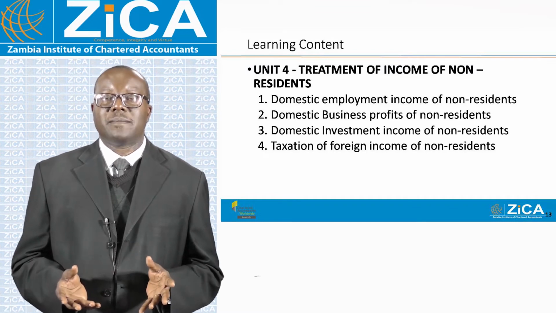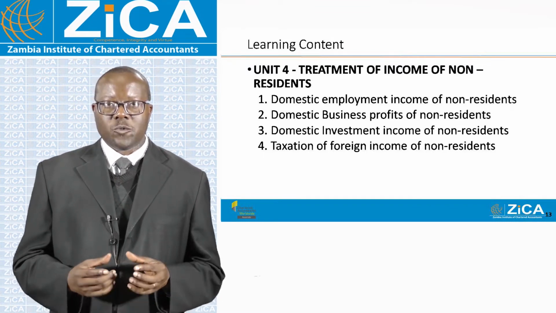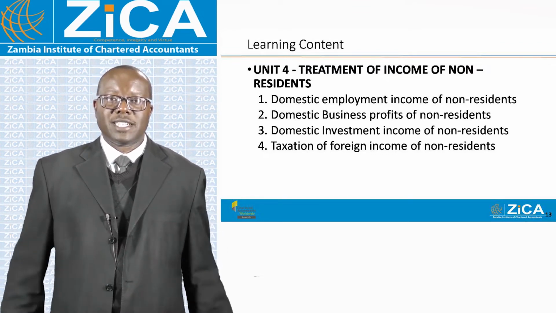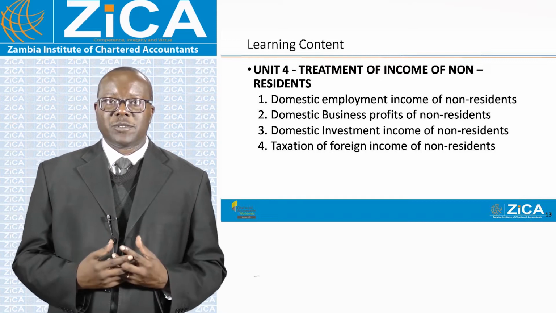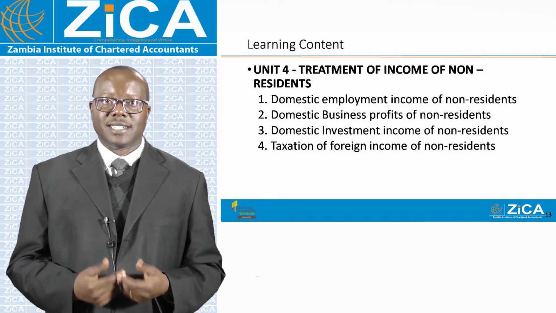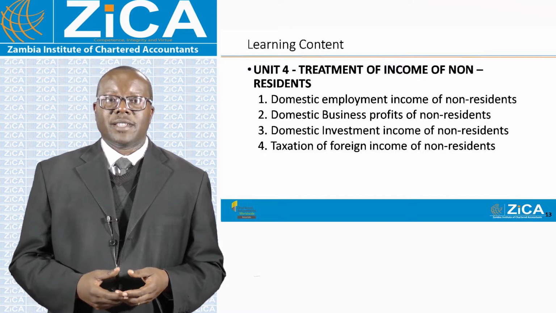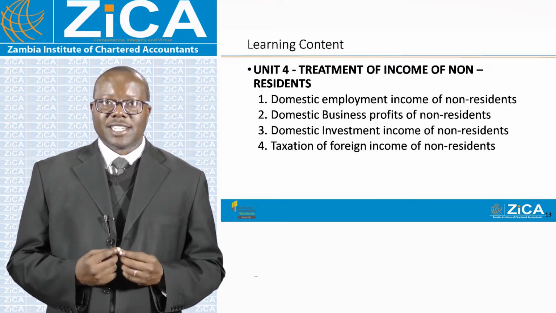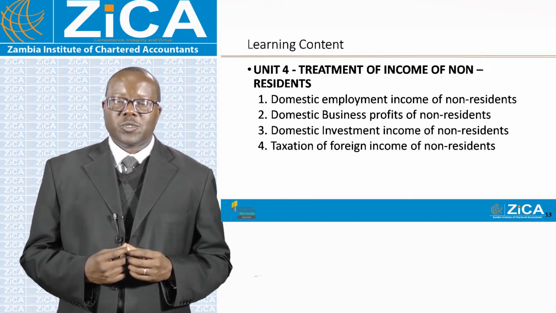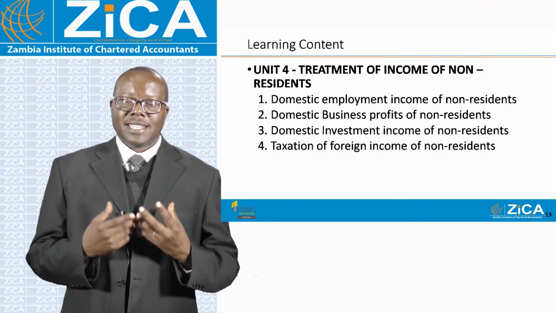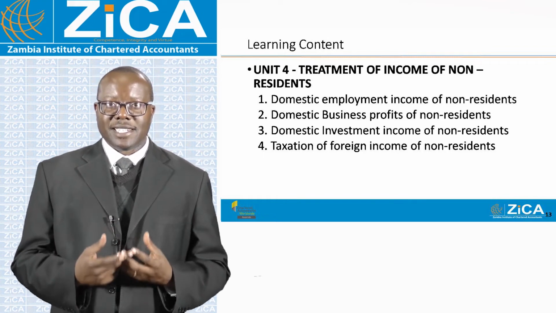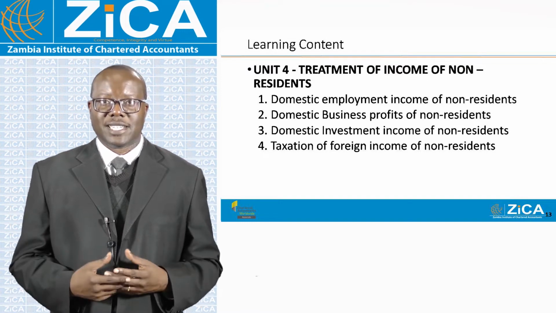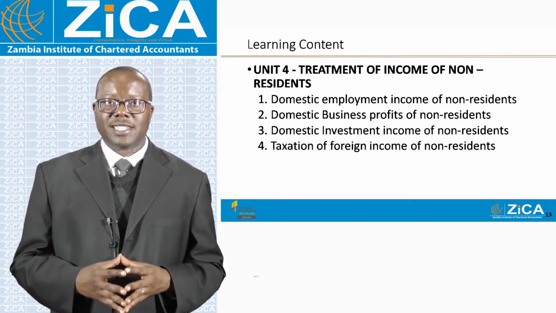Domestic employment income of non-residents, where an individual who is not resident in Zambia takes up employment in Zambia. How will this person be subjected to tax in Zambia? Secondly, domestic business profits of non-residents. This is a case where an individual who is not resident in Zambia commences a business in Zambia. How will the profits from that business be subjected to tax for that particular non-resident individual?